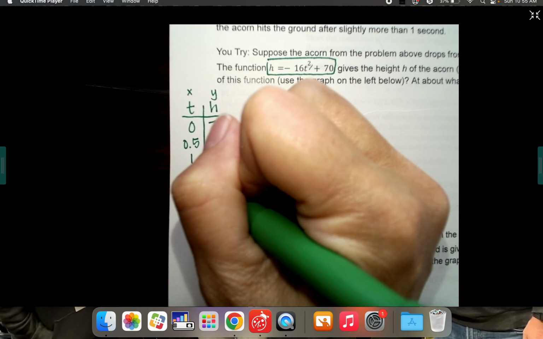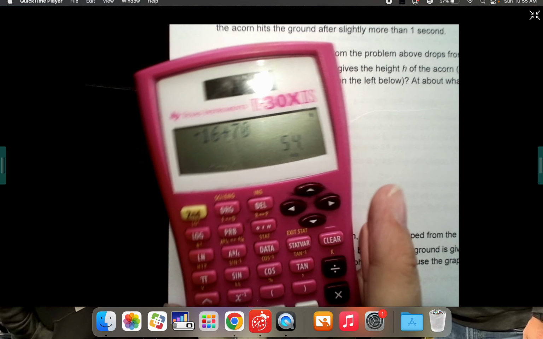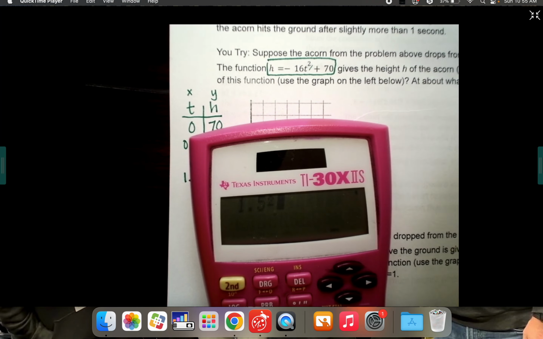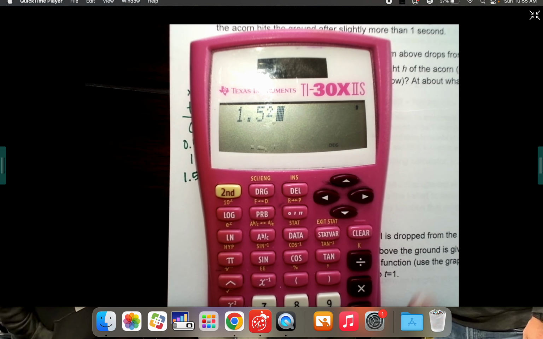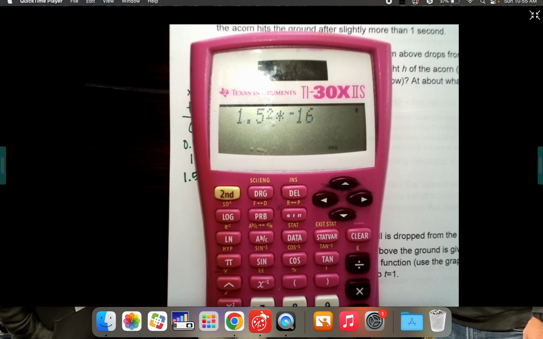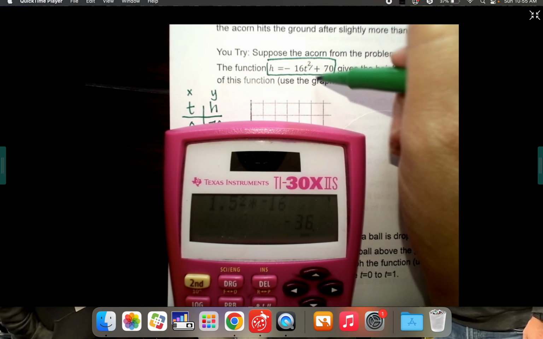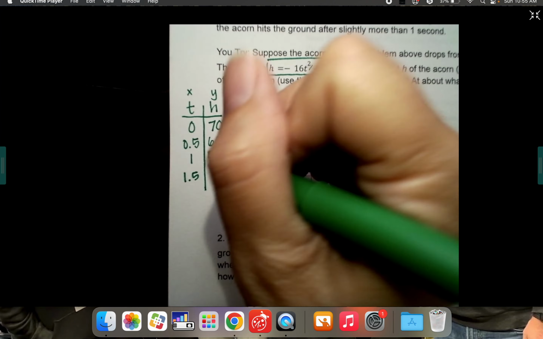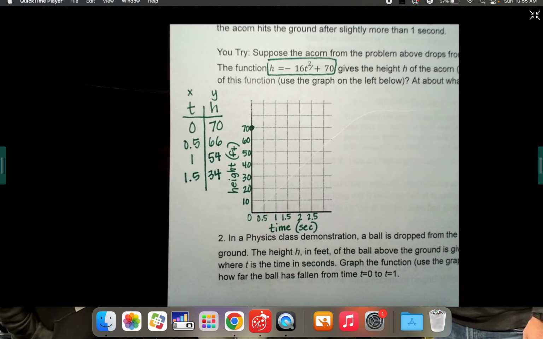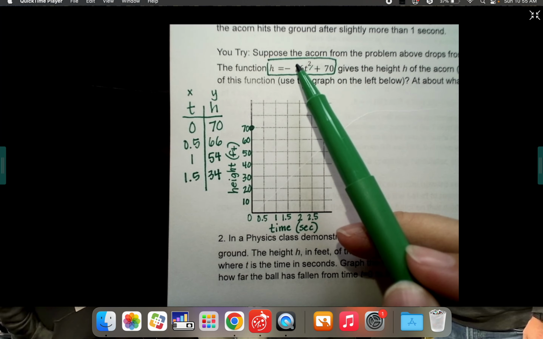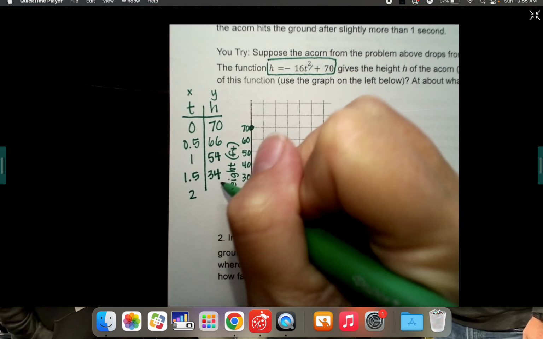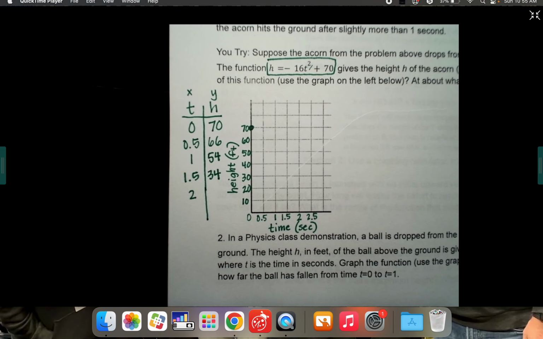Okay, let's keep going. 1.5 seconds. So 1.5 squared times -16 equals -36, but we've got our plus starting height, which is 70, so plus 70. It's down to 34. So it's really picking up speed. This is where gravity comes in. And that's why the formula, by the way, is always -16. It's not like I'm picking that. That's the standard formula for an object falling.